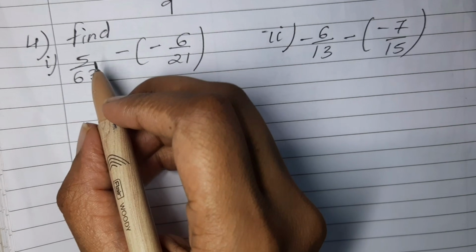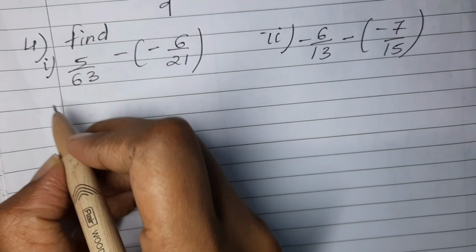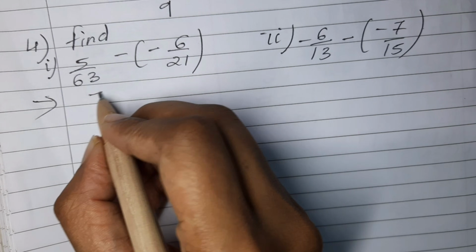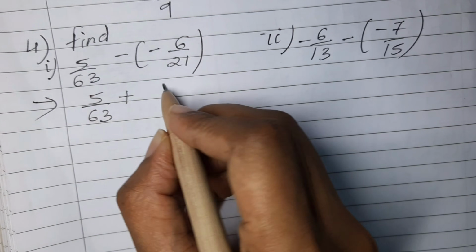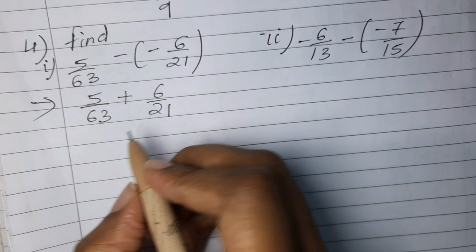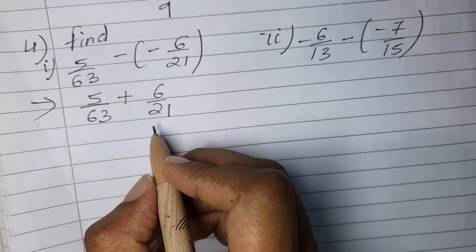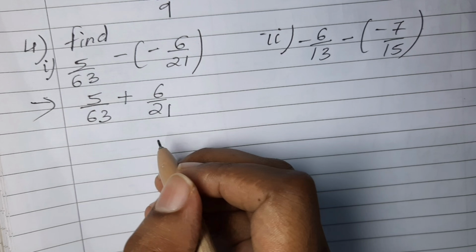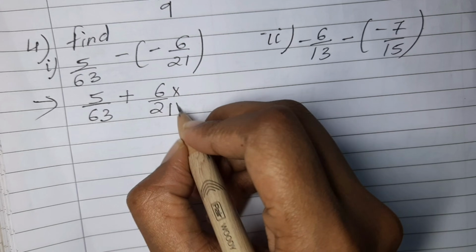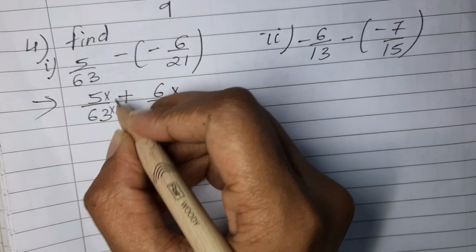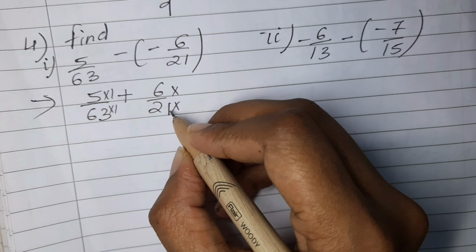Take down the question. Find 5/63 minus (−6/21). Write down 5/63, minus into minus, you will get plus 6/21. So we should get the same denominator, right? So we have to multiply this with which number? I will multiply this with 1 and I will multiply this with 3.